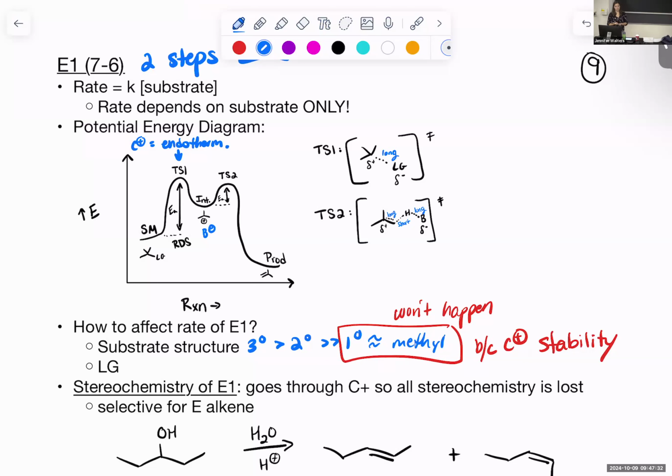And again, just like with SN1, the leaving group is involved in that step. Because I don't care about the base, the quality of the leaving group is now really important. So I need a great leaving group. How I affect the rate is exactly the same for SN1 and E1, which makes SN1 and E1 a little bit trickier in predicting those rates, because they're both affected in the same sort of way.